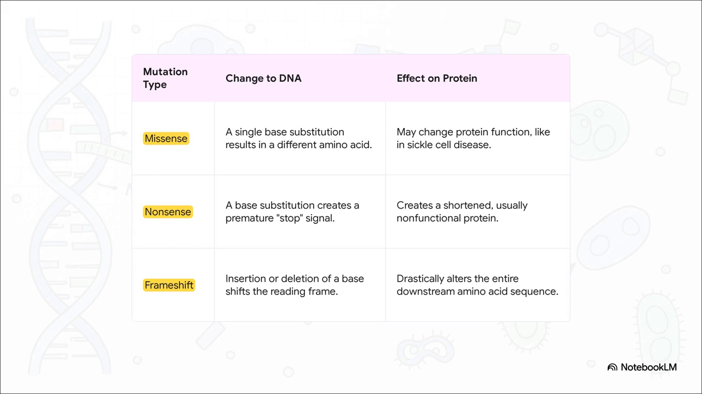A missense mutation swaps one amino acid for another. Could be a minor tweak, could be a major problem. A nonsense mutation puts a stop sign right in the middle of the instructions, which just leads to a short, useless protein. But a frame shift mutation, whoa. That's where you add or delete a base, and it scrambles the entire message from that point on, usually resulting in a completely non-functional product.